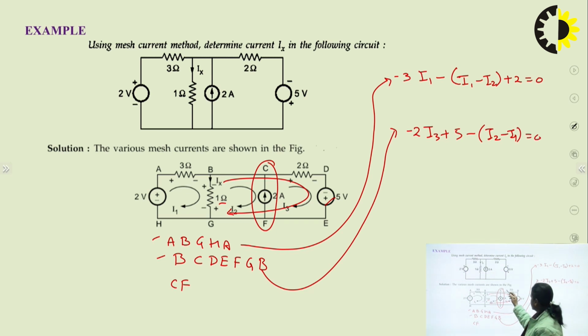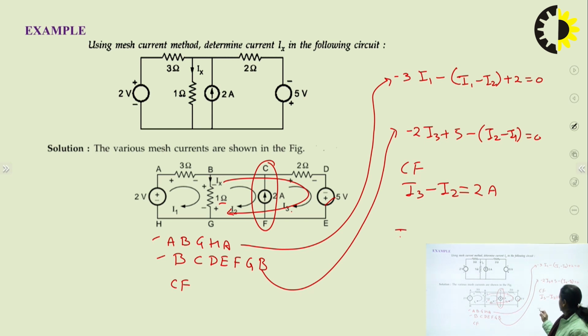And now writing the equation for this CF branch. In the CF branch we can see that I3 minus I2 will be equal to 2 ampere. By solving these three equations, we will get the values of I1, I2 and I3, and Ix, the current flowing in this one, will be equal to I1 minus I2 or I2 minus I1, whichever applies.